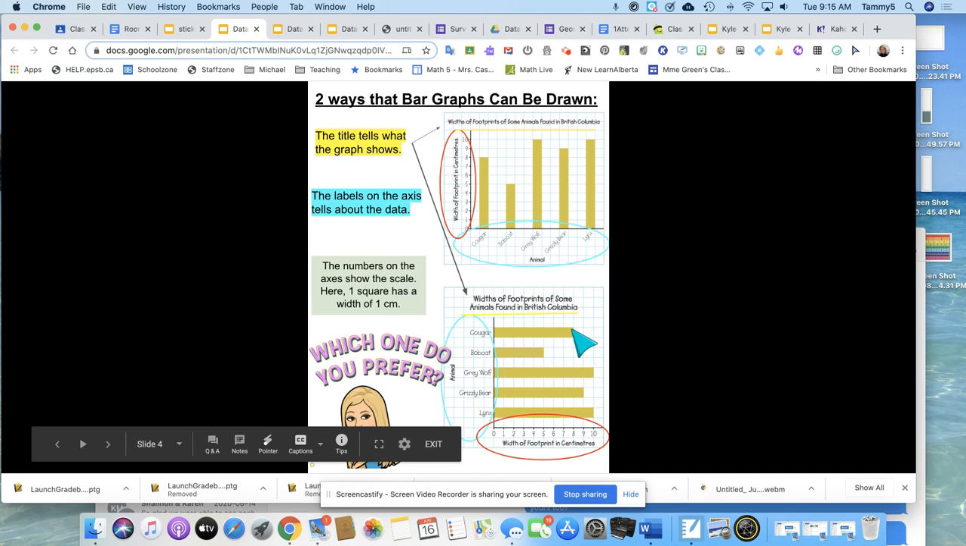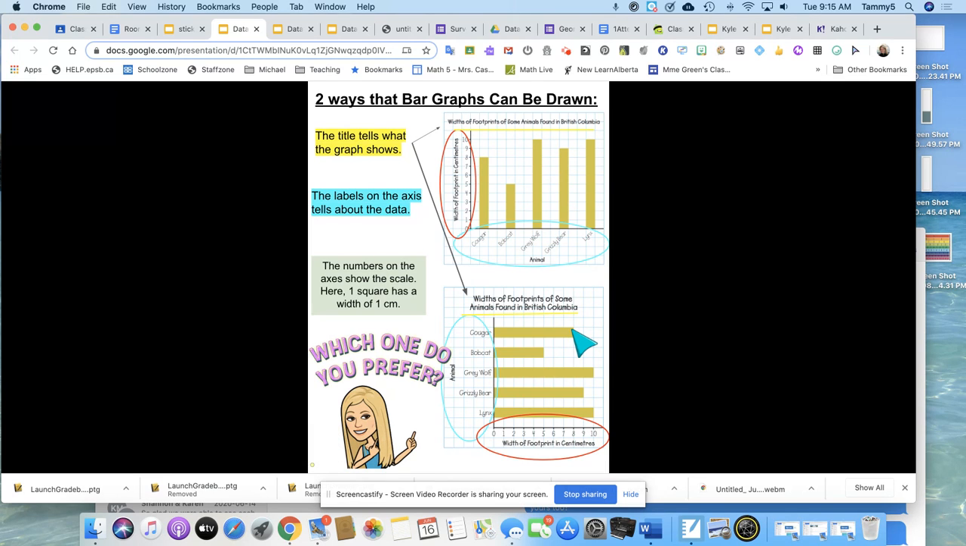Okay, it's easy to make silly mistakes when you are looking at bar graphs. So run your finger along the line to get to the data point, to figure out whatever it is that you need to. Okay, so here we could make some conclusions based on this graph. We can say that the gray wolf and the lynx have the biggest or widest footprint.